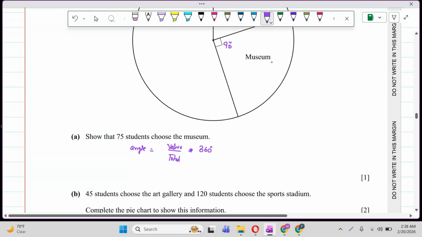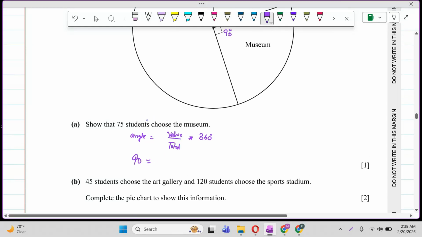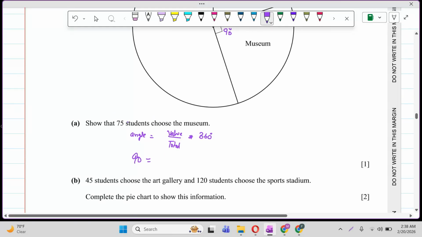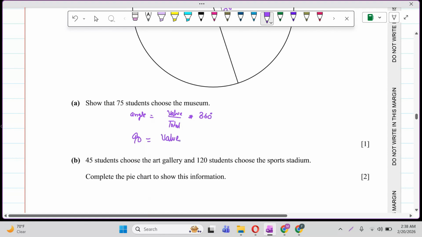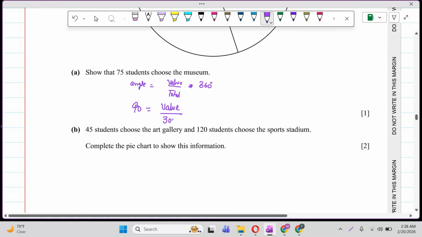Angle of museum is 90 degrees. So 90 degrees is equal to value over total value, where total is 300, multiplied by 360. We need to find the value and show that this value is 75. Rearrange them to find the value.